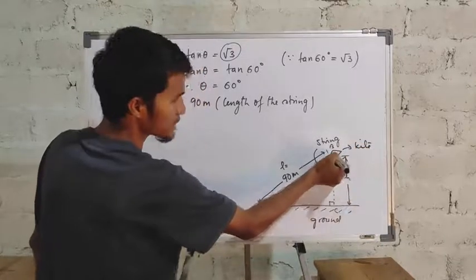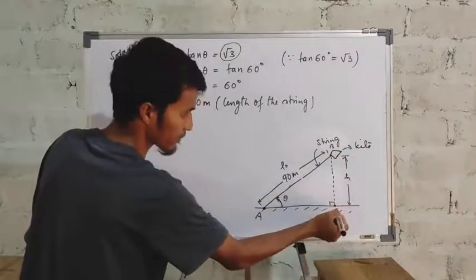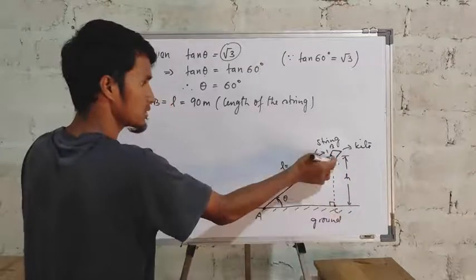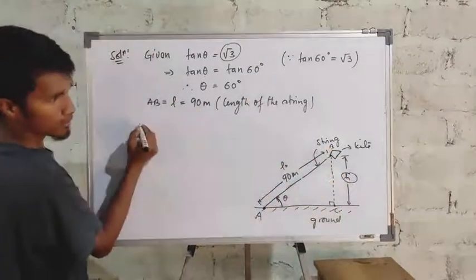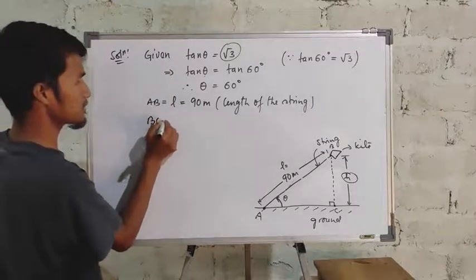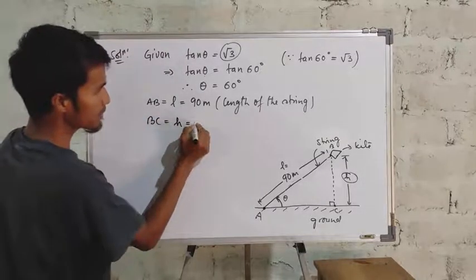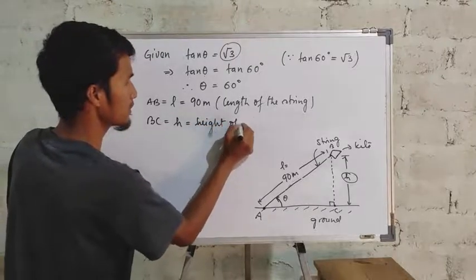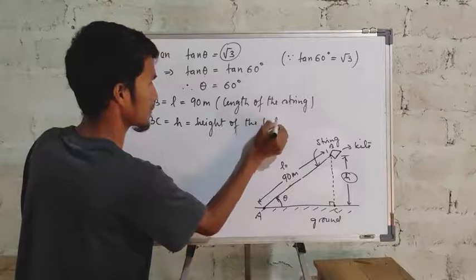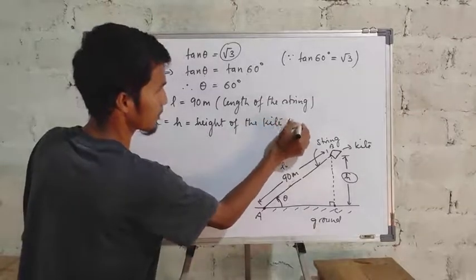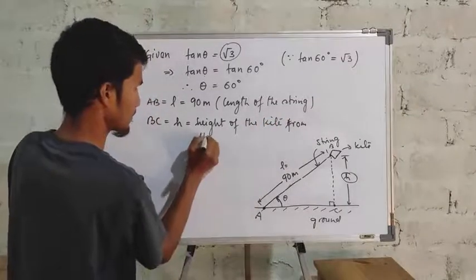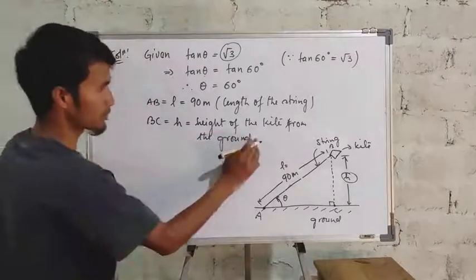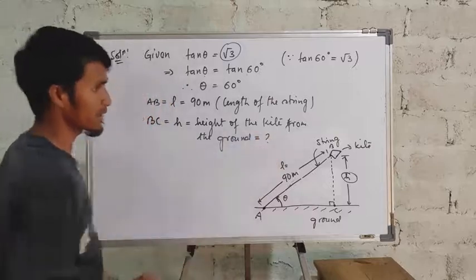And how high is the kite from the ground? That means from this point to this point, how high? What is the distance from here to here? That will be h. Consider that is BC from the figure. BC is equal to h, the height of the kite from the ground. But we need to find this one, so I'll put a question mark here.